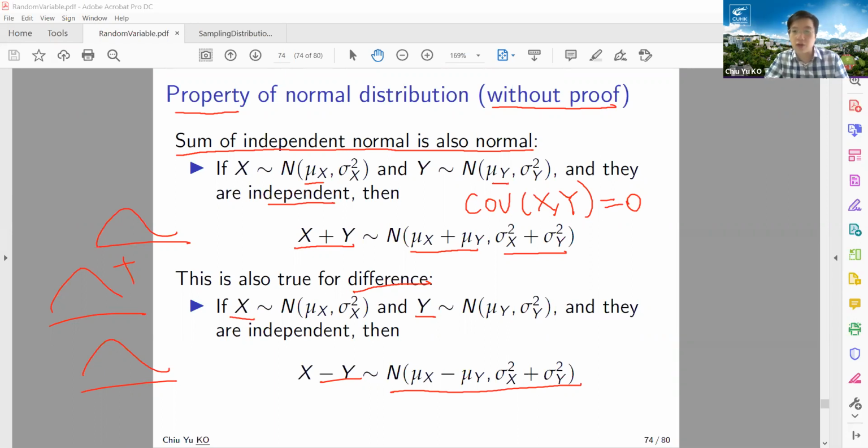No, that is the key thing: two normal distributions added together will not give two peaks. It's still normal. Yes, very good question. That's very funny. It's still a single peak. Yes, it's very funny, right? You can try. It turns out to be one.